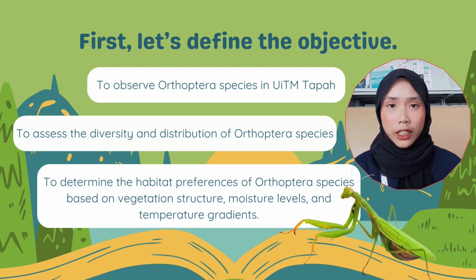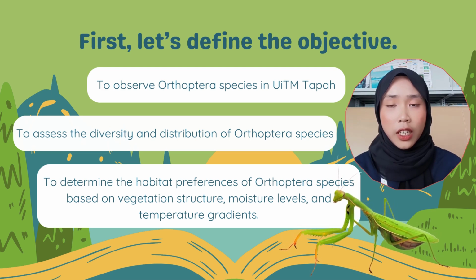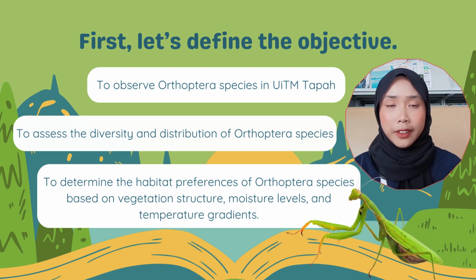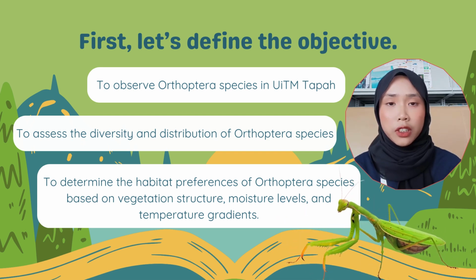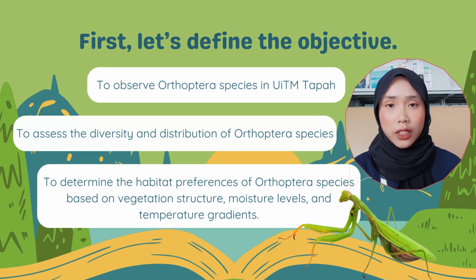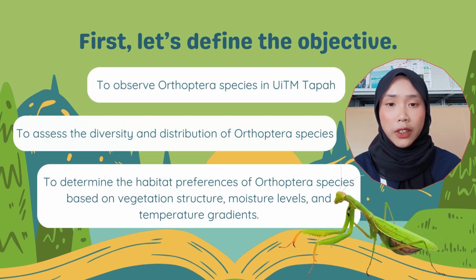The objectives of this study are to observe Orthoptera species in UiTM Tapah, to assess the diversity and distribution of Orthoptera species, and to determine the habitat preference of Orthoptera species based on vegetation structure, moisture levels, and temperature gradients.